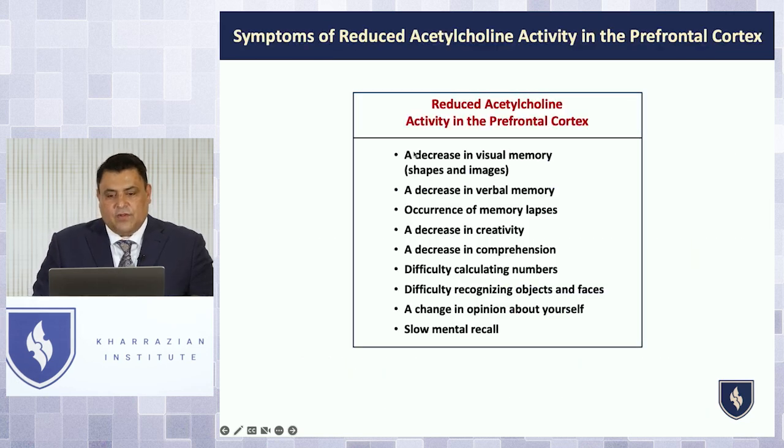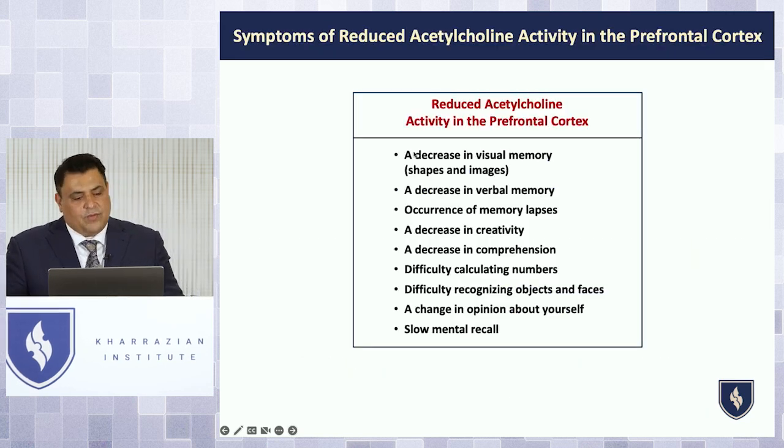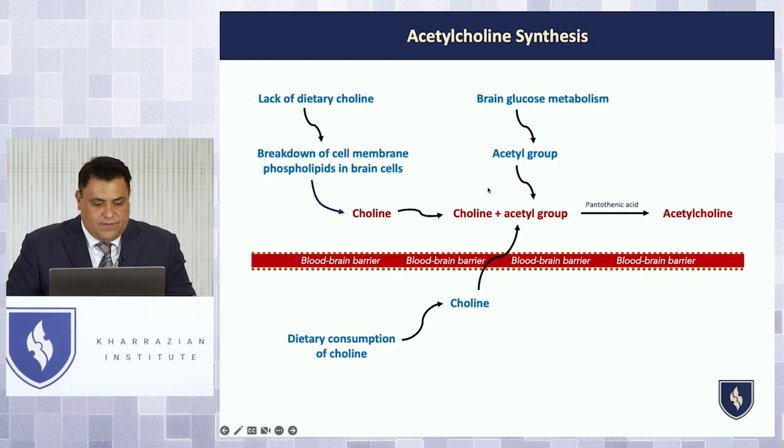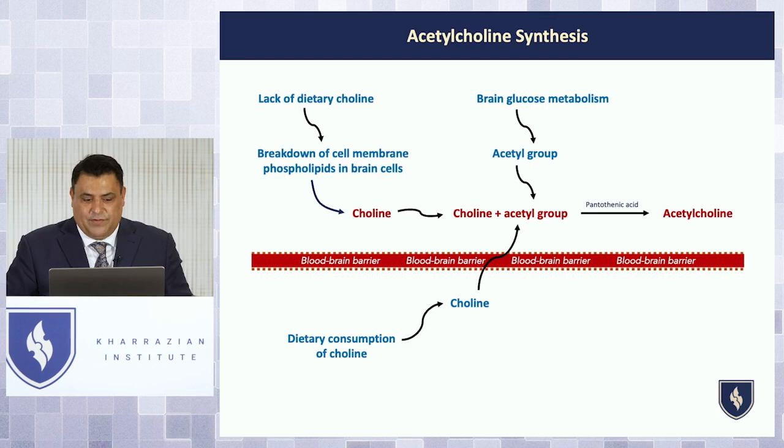And the key thing when the acetylcholine pathways are down is loss of visual memory, loss of cognitive episodes, numbers, calculating becomes difficult. Remembering objects and faces, directions become a problem. And acetylcholine synthesis involves dietary consumption of choline. So you have to have choline in your diet to make acetylcholine. So like egg yolks, really high source of choline, for example.